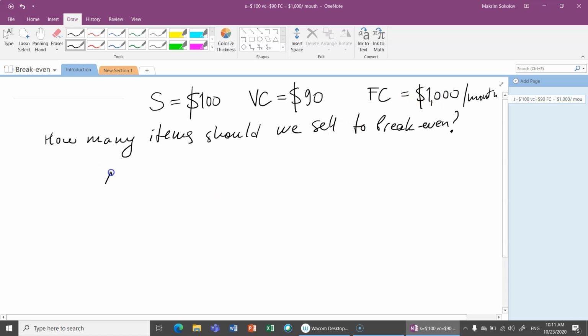Well, let's use letter N to speak about the number of items to break even. And from this example, you can understand that it will be $1,000 divided by $10. Let's understand why. So $1,000 is your fixed cost. That's what you need to pay off in order to break even. And 10 is what we call contribution margin. This 10 we will call contribution margin.